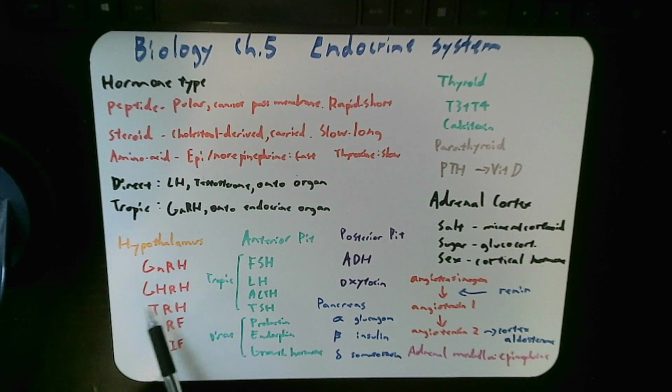Now, we also have growth hormone releasing hormone from the hypothalamus that releases the growth hormone from the anterior pituitary gland. And you can see growth hormone is a direct hormone, so it acts directly on the muscles, the bones, and the tissues to stimulate growth.